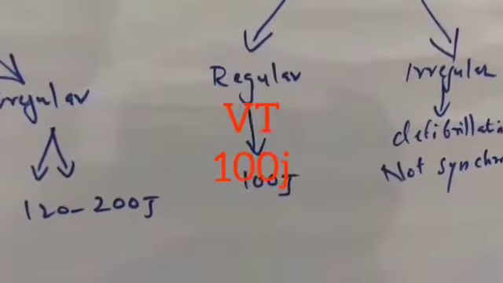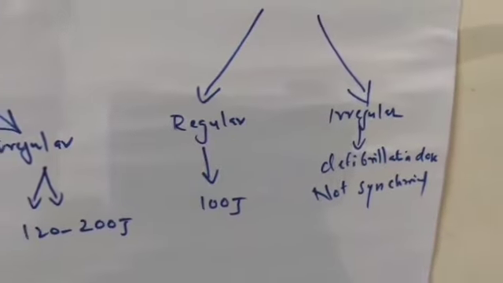For broad regular like in VT, give 100 joules. For broad irregular, give defibrillation dose. Note that this is not synchronized. Here the shock may fall randomly anywhere within the cardiac cycle.